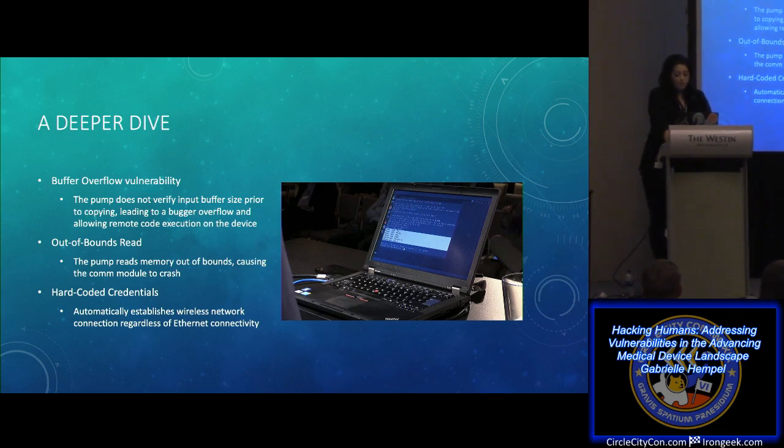Also, we had hard-coded credentials. The pump, when left with its default network configuration, uses hard-coded credentials to establish a wireless connection automatically, even if Ethernet was connected and active.